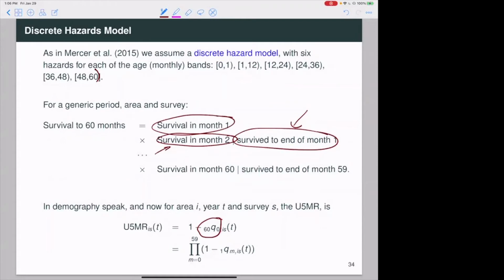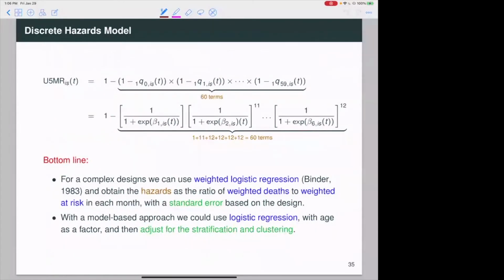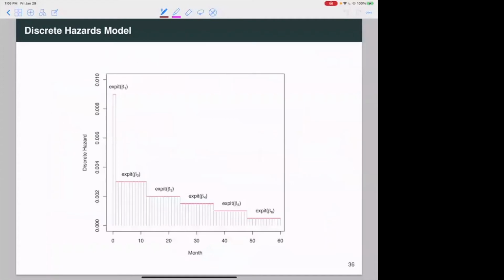So the probability of this is death in the first 5 years of life, and this is for area i and survey s at time t. And so, sorry, that should be 1 minus. The probability of dying is 1 minus the probability of survival. And so what we do is we have a model for 0 to 1, a model for 1 to 12, and then a model for 13 through 24, etc. So we have 6 different hazards. They look like this basically. This is what we want to estimate. So we have a constant hazard with months 2 through 12. So it's the usual trade-off. We want to have enough parameters to capture the shape of the function, but not too many because we don't have huge amounts of data.